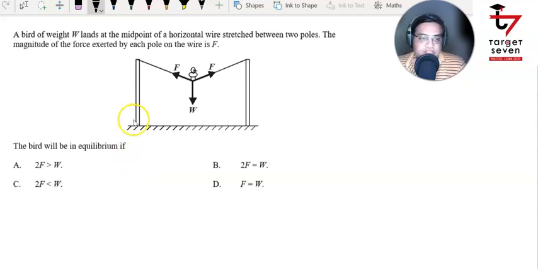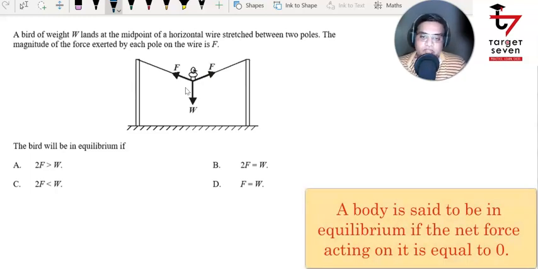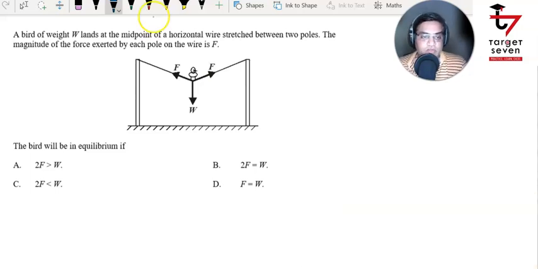We have a pretty interesting question here which deals again with the resolution of vectors. As we can notice here, it talks about the equilibrium position again. So since there are three forces listed here, we will have to consider all the three forces and check the condition for equilibrium position. Again, as mentioned, a body is said to be in equilibrium if the net force acting on it is equal to 0.